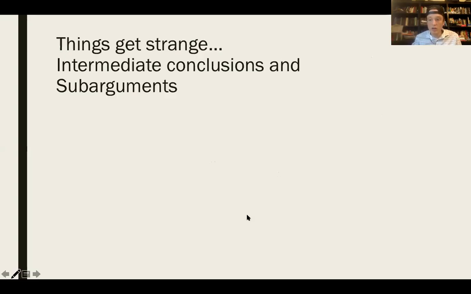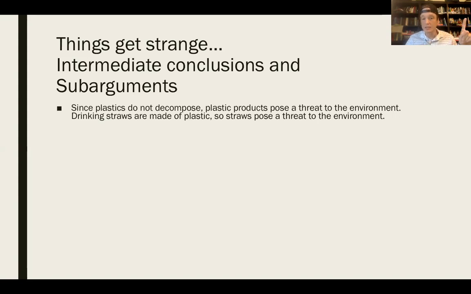Want to try a trickier one? Here we go. Things can get strange sometimes. Not all arguments are that straightforward where you've just got premise, premise, premise, conclusion. Sometimes you've got what are called intermediate conclusions, or premises in an argument for an overall conclusion, which themselves have premises that support them. So I'll give you an example. Since plastics do not decompose, plastic products pose a threat to the environment. Drinking straws are made of plastic, so straws pose a threat to the environment.